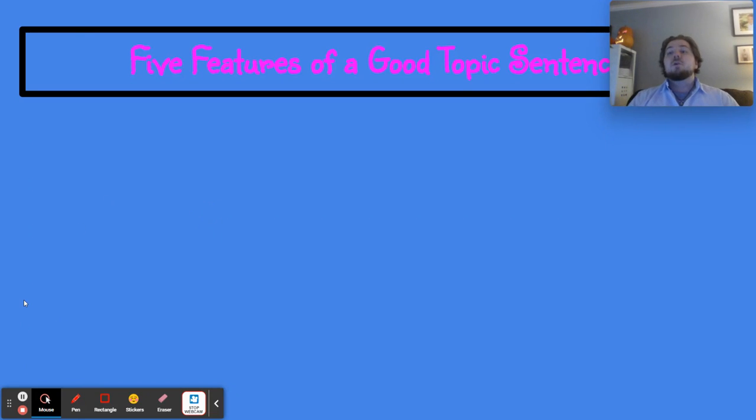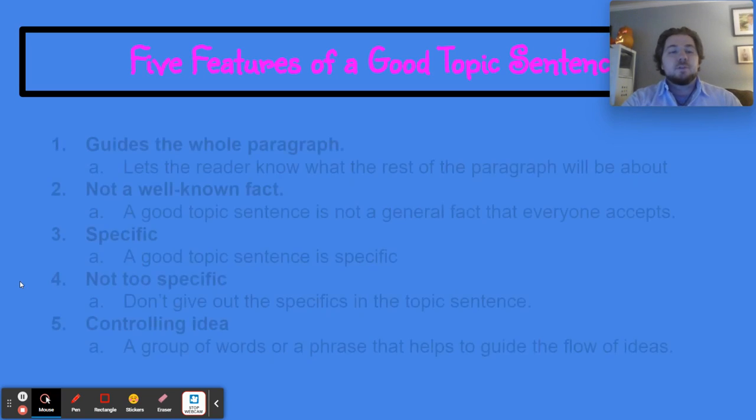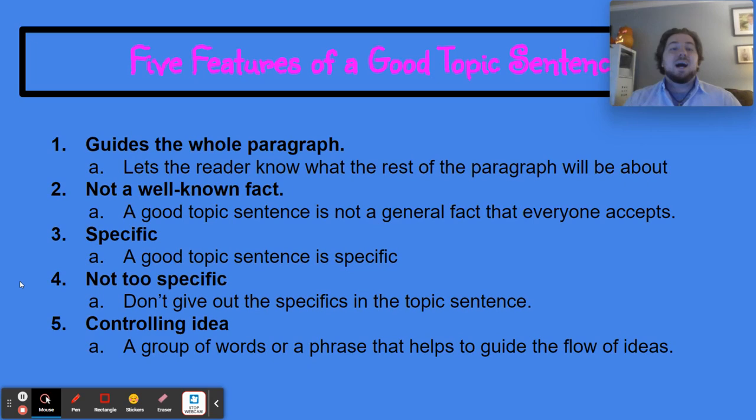So now that we know what a topic sentence does and its function in a paragraph, let's talk about the 5 features of a good topic sentence. The 5 features are: the topic sentence guides the whole paragraph. It lets the reader know what the rest of the paragraph will be about. It is not a well known fact. A good topic sentence is not a general fact that everyone accepts. And it's specific. A good topic sentence is specific.